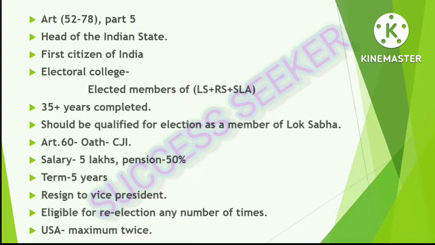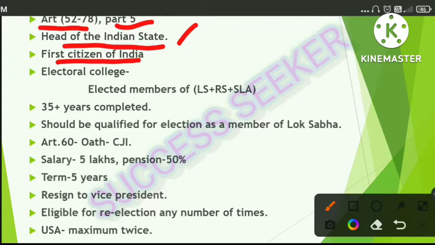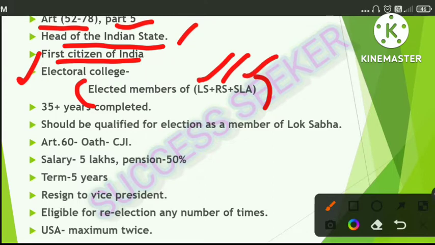President of India. It is given in Articles 52 to 78 and it is in Part 5 of the Indian Constitution, and the post is the head of the Indian state, and it is also the first citizen of India. And what is his electoral college, or who elects the President of India? All the elected members of Lok Sabha, Rajya Sabha and State Legislative Assemblies combined elect the President of India. And what are his qualifications?